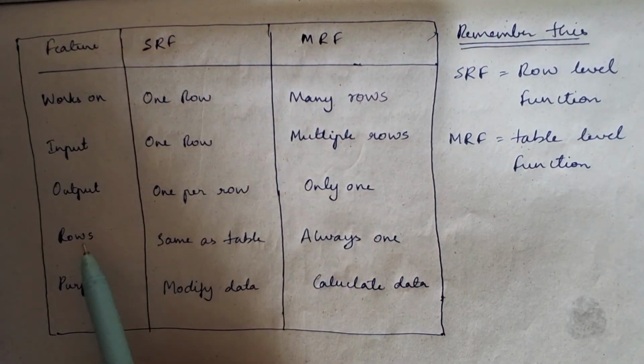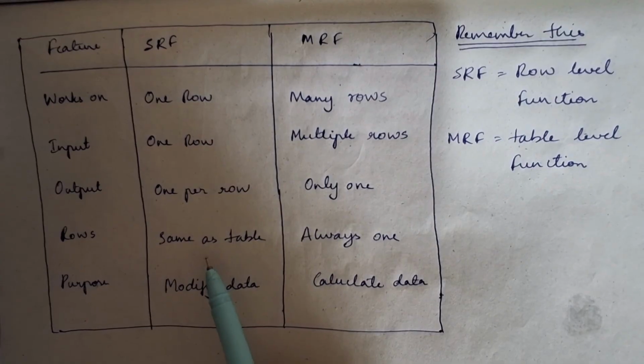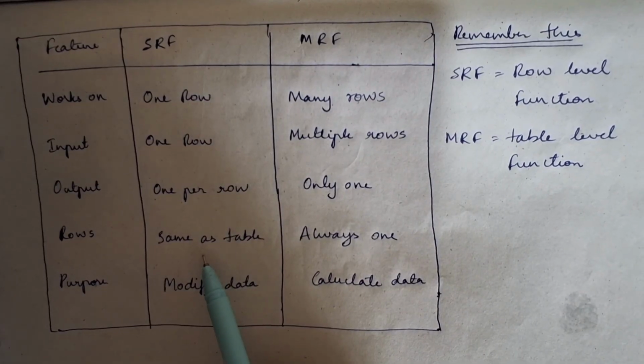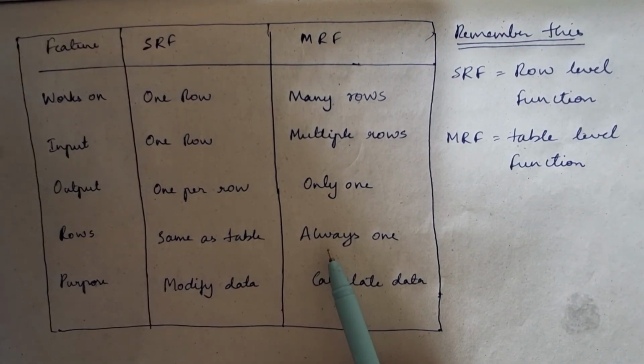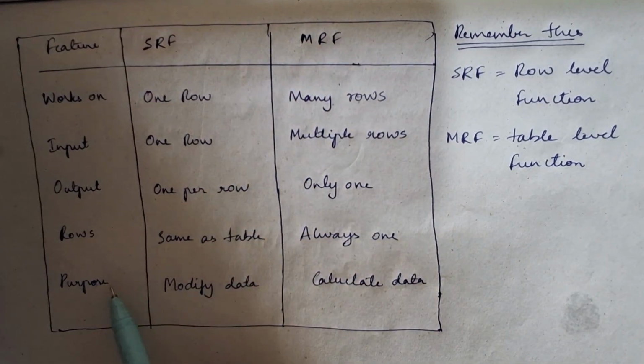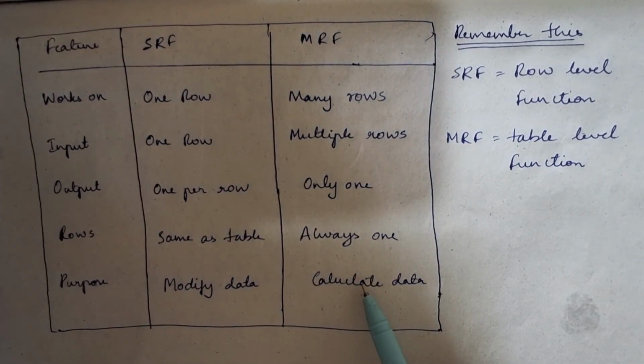Fourth point is number of rows returned. In SRF, output rows are the same as table rows. If there are 20 rows, SRF will also return 20 rows. But MRF always returns only one row. And the last point is purpose. Guys, purpose means why do we use SRF? Why do we use MRF?